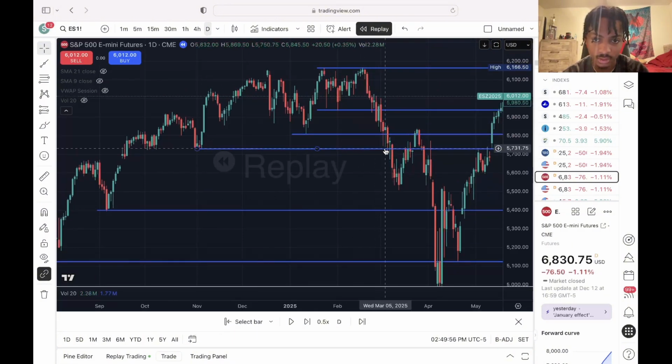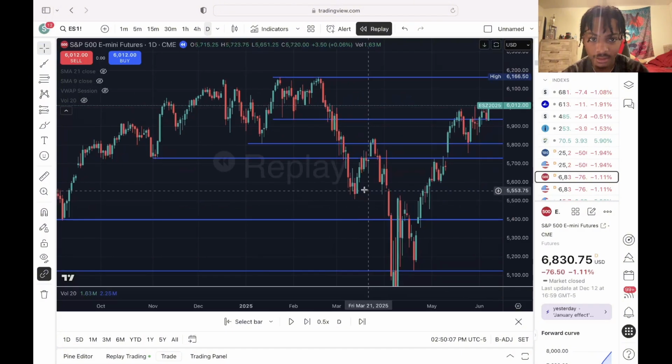Like, for example, right here, if you were to buy on this green candle right here, like some of these people did, you would have seen exactly what happened. You would have got dumped on, right? Or even right here on this candle. Like the people who bought here and then here, same story. Would have got absolutely destroyed.